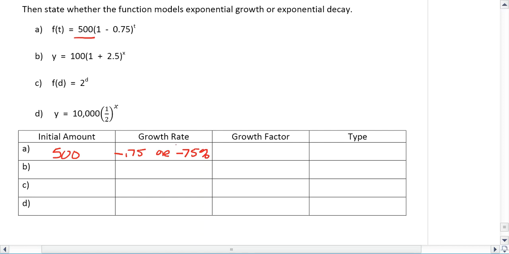It's a decay problem. So I guess I just kind of answered the question here for what type is it. It's definitely decay. And what is the growth factor? What is 1 minus 0.75? And of course that is 0.25. If you're losing 75%, you're keeping 25%. So you work ahead of me now. Hit pause on the video and fill in to the best of your ability B, C, and D. And then start the video when you're done to check your answers.